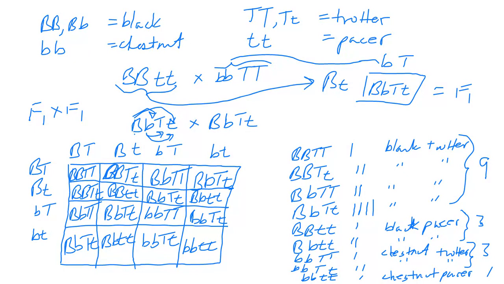Does this phenotypic ratio look familiar to you? Whenever you do a dihybrid cross, where both individuals are hybrids for 2 characteristics, you'll always get a phenotypic ratio of 9 to 3 to 3 to 1. That is characteristic for a dihybrid cross.